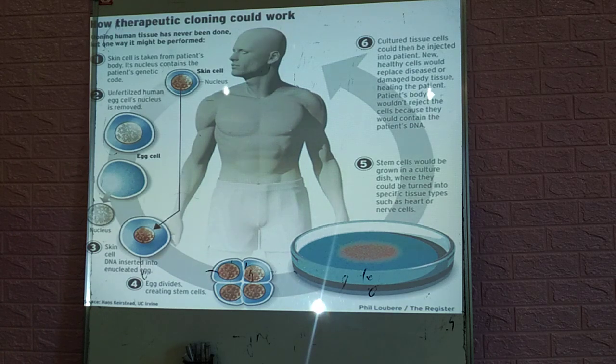Okay, so what will happen here now? Of course, please take note of this one. We're just going to make use of this part of the egg cell, the cytoplasm, of the egg cell that is now enucleated. We're not going to make use of the nucleus coming from the egg cell because it characterizes the mother.